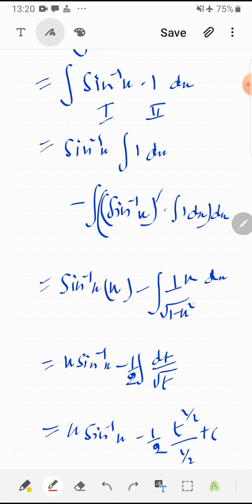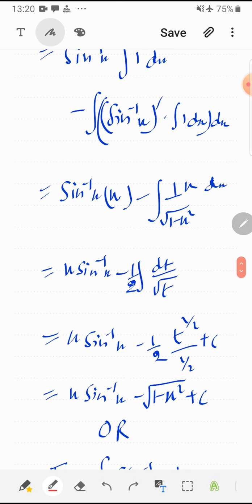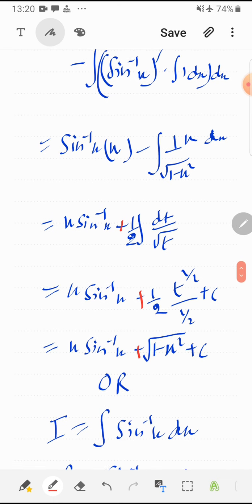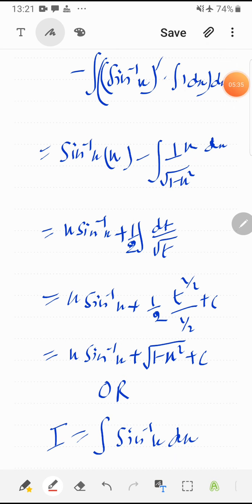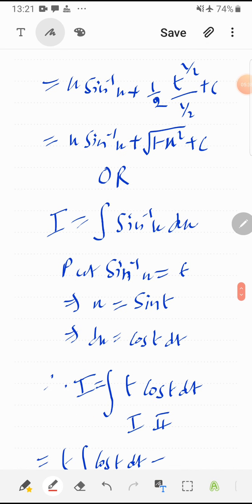Now clearly we can substitute 1 minus x square as t, so that it is converted into dt upon 2 root t. So 1 minus x square is t, so minus 2x dx is equal to dt, 2x dx is equal to dt, so it will be plus sign here. Like this, this is the required result.